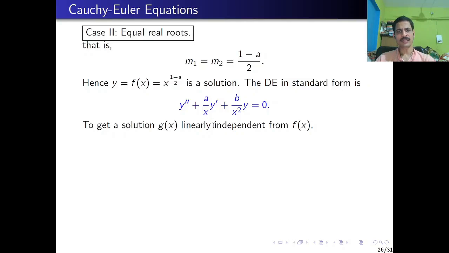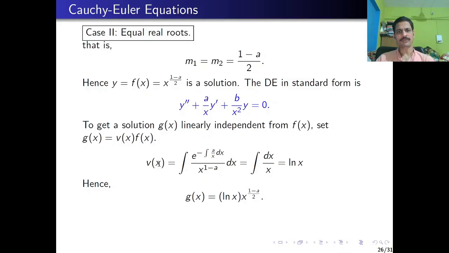In order to get another solution, g(x), that is linearly independent from f(x), we have to set g(x) to be equal to v(x) times f(x), and we have to determine the v(x).